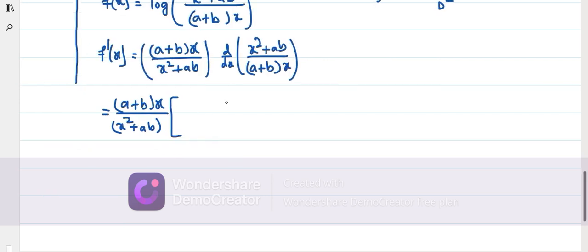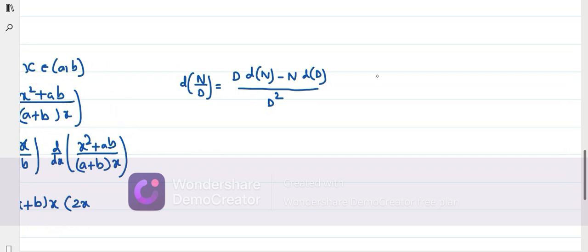So here, what is the denominator? a plus b into x. Now I want to differentiate the numerator. What is the differentiation of numerator? We have x square plus a into b. What is the differentiation of x square? It is 2x. Always remember, the differentiation of x power n is what?